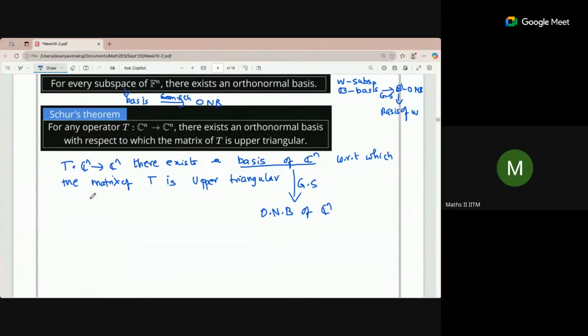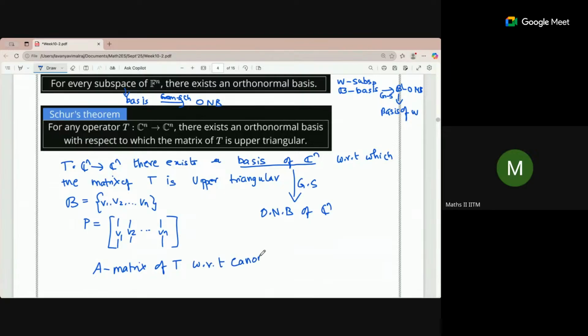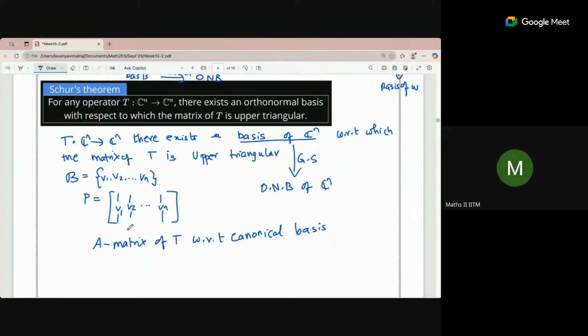So suppose the basis vectors are v1, v2, vn, right? Then how do you get this matrix? If you remember, you take the matrix P where the columns are v1, v2, up to vn, and you get the matrix, suppose A is the matrix representation of T with respect to the canonical basis, right? Then what do we know from the triangularization property?